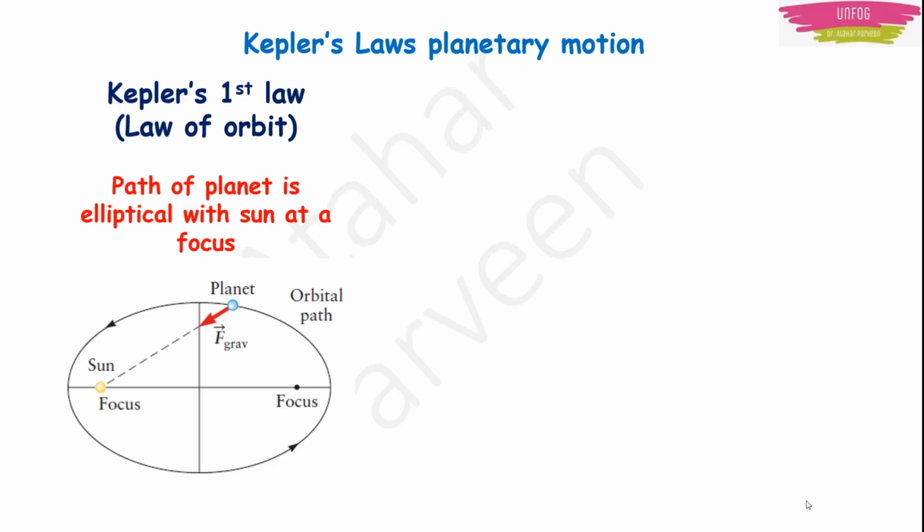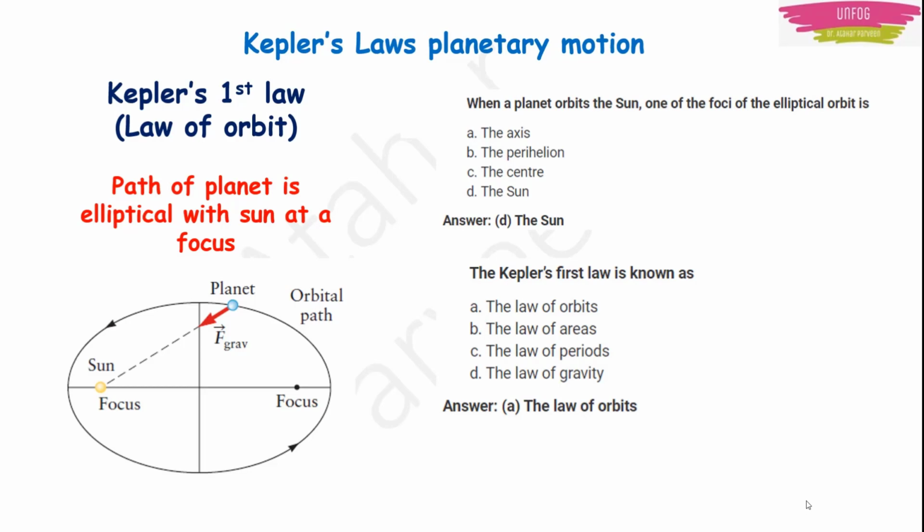So this law is commonly known as the law of orbits, and any type of MCQ can be asked based on these laws. For example, when a planet orbits the sun, one of the foci of the elliptical orbit is what? It is the sun only. And the second question may be, Kepler's first law is known as the law of orbits. So they may ask this type of questions.